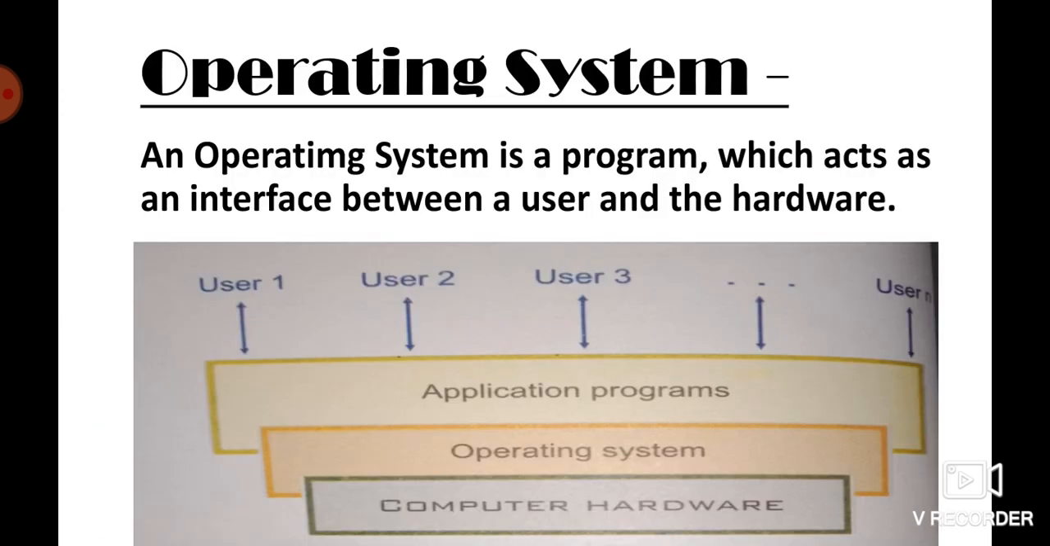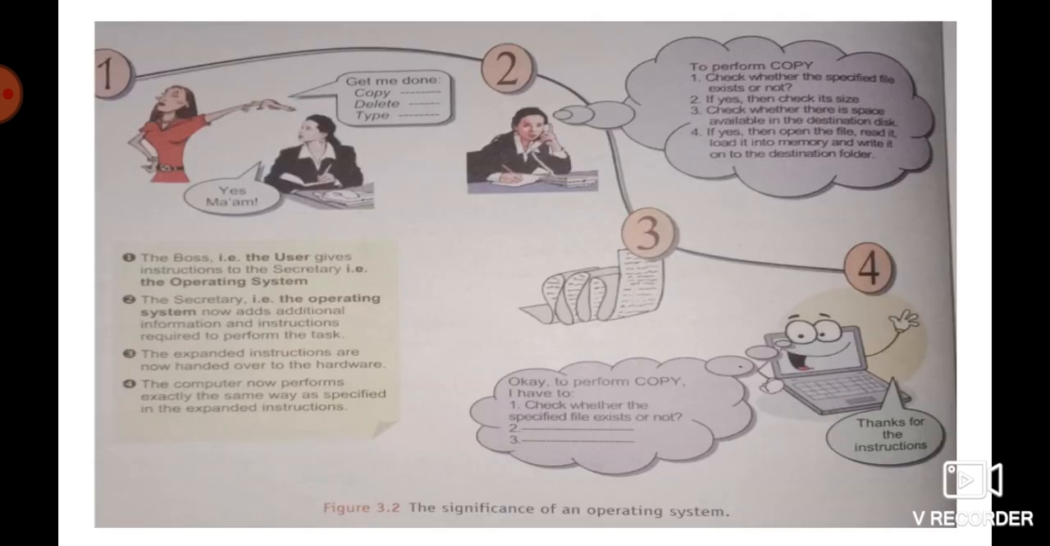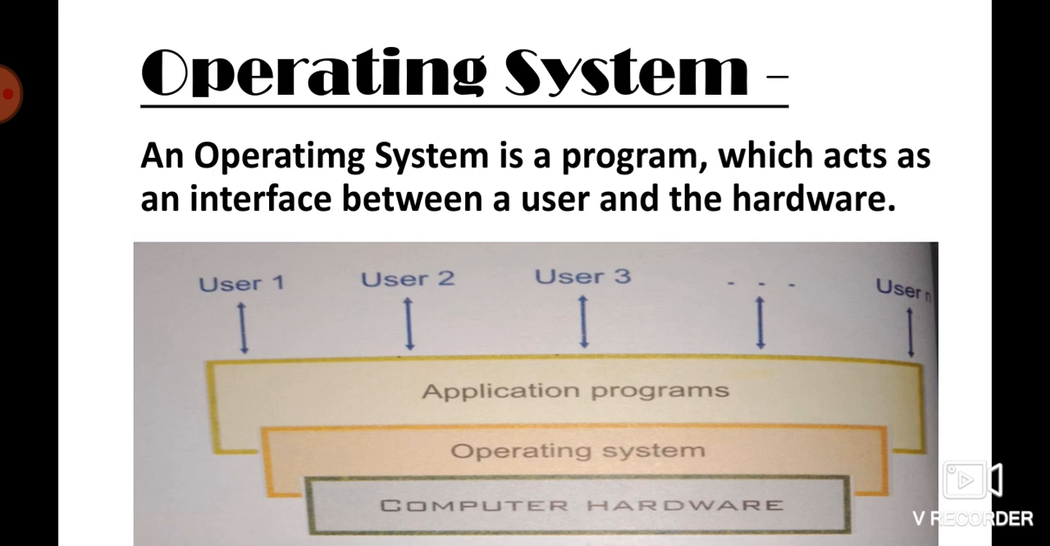Okay, so we can understand an operating system as a program which acts as an interface between the user and the hardware, because in this figure also the secretary is the link between the boss and the work, right? So similarly, the operating system works as an interface between the user and the hardware. In this diagram also you can see that these are the users and computer hardware at the bottom layer, and the operating system is between the user and the computer hardware. So it provides the interface between user and hardware.